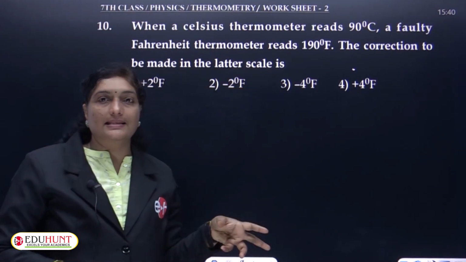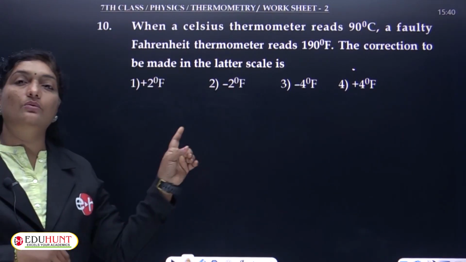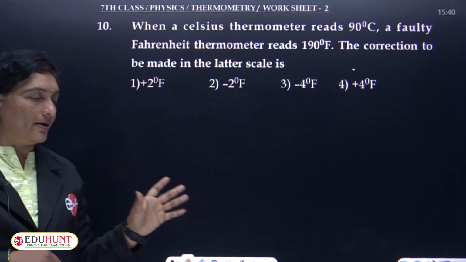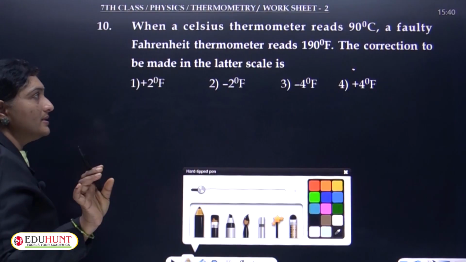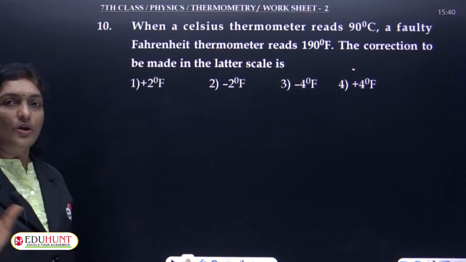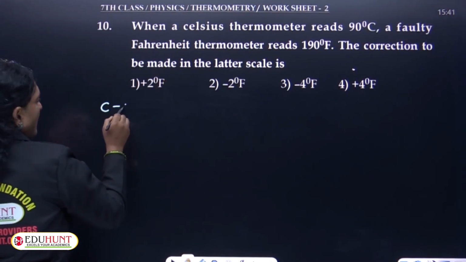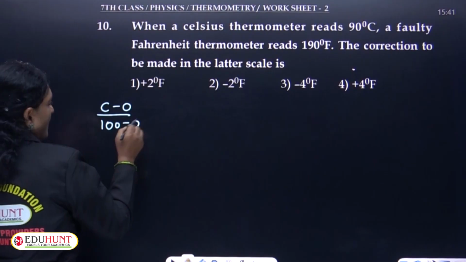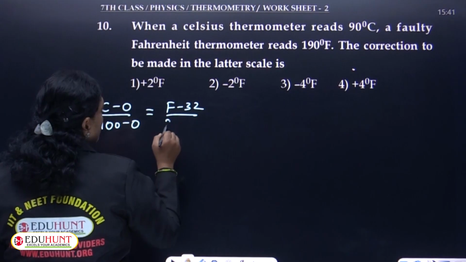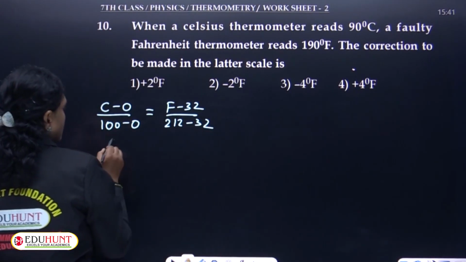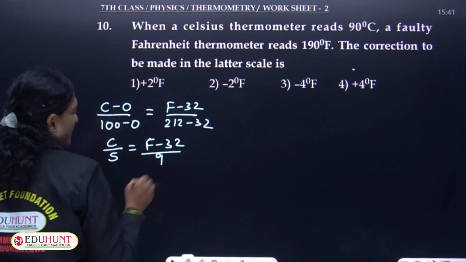So you have to compare the Celsius scale with the Fahrenheit scale. Which scale is correct? The value is given to you: the Celsius scale is showing the correct reading. So let us substitute the same. Well, the general formula is thermometric reading minus LFP upon UFP minus LFP always remains constant. So for a Celsius scale, C minus 0 upon 100 minus 0 must be comparable with a Fahrenheit scale, that is F minus 32 upon 212 minus 32. So this gives C by 5 equals F minus 32 upon 9.